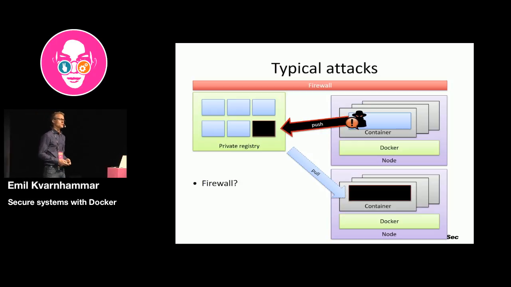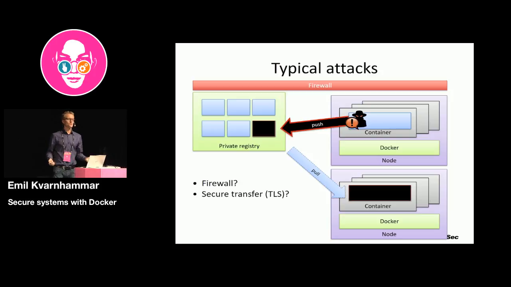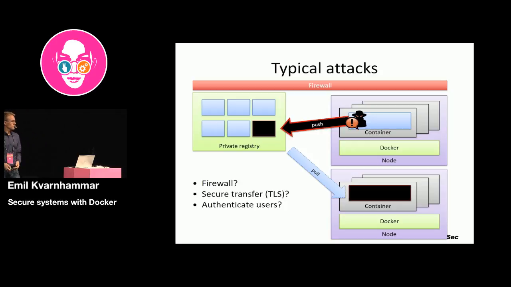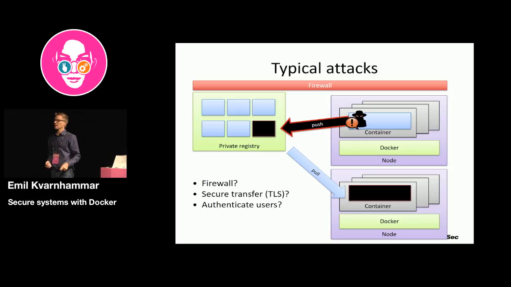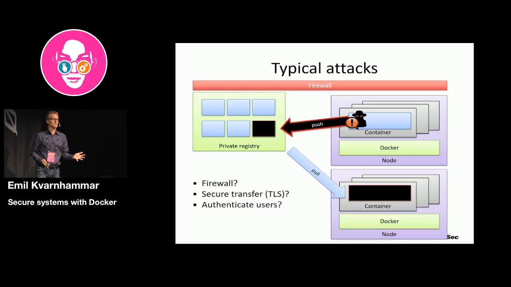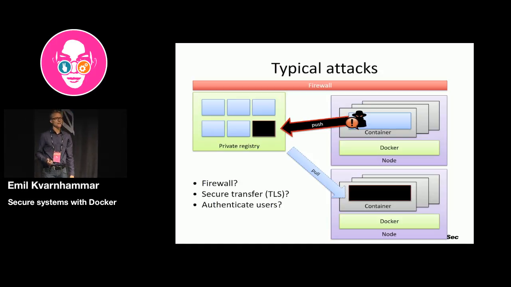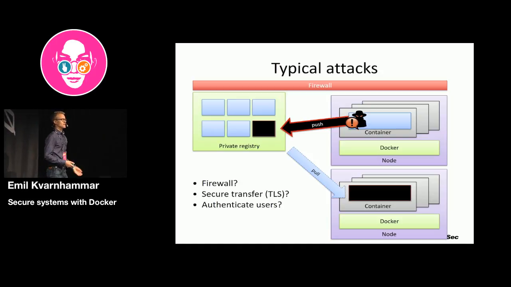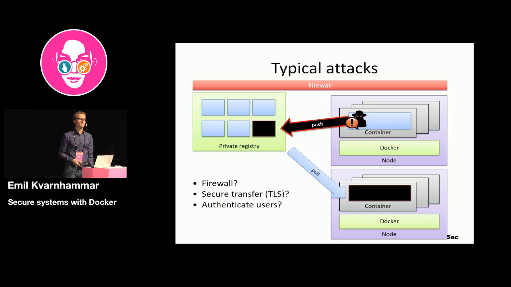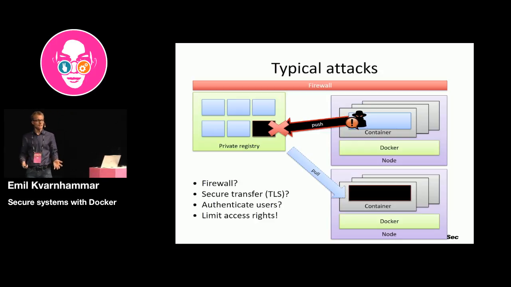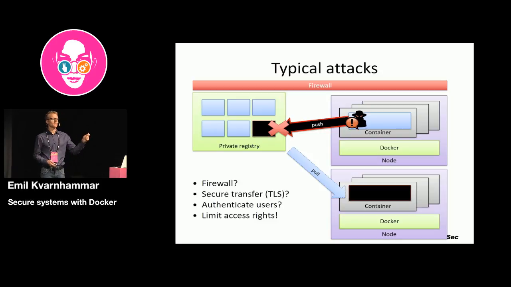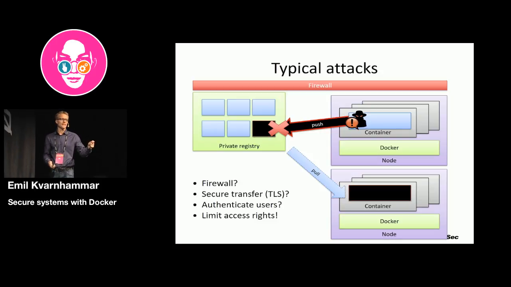So would a firewall help? No. Securing the transfer to and from the registry? No. This can still be done over TLS. Authenticating the users? Probably not, at least. Depending on where the credentials are stored, but because the credentials would have to be stored on these host nodes on the right-hand side, because otherwise they won't be able to pull new images, updated images from the registry, right? Limiting the access rights to the registry, that could certainly help, because even if they have credentials, those credentials might not give you the access to push.